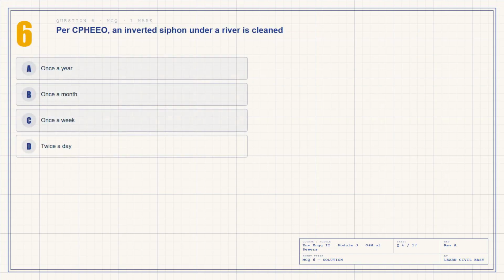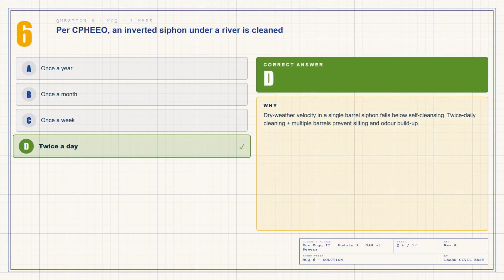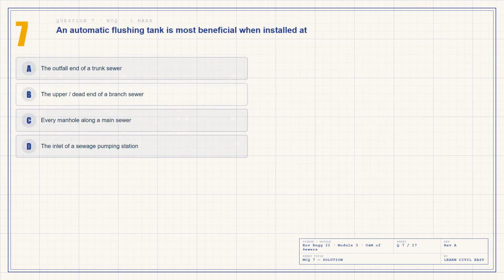Question 6. The answer is D. Twice a day. Inverted siphons run below the natural flow line, so dry weather velocity is always too low for self-cleansing. To prevent silt and odor, CPHEEO mandates cleaning twice daily, and we always provide multiple barrels so one can be isolated for cleaning.